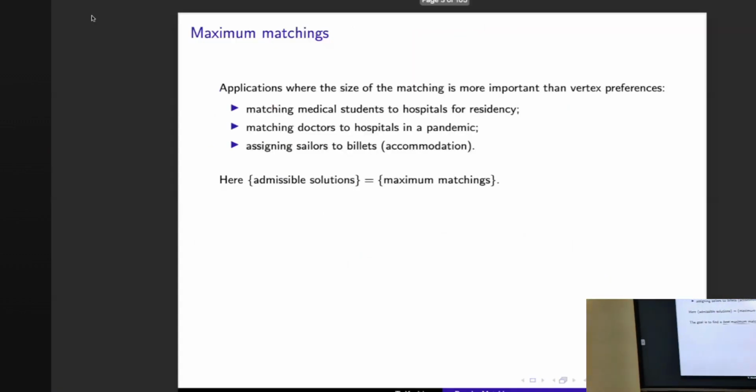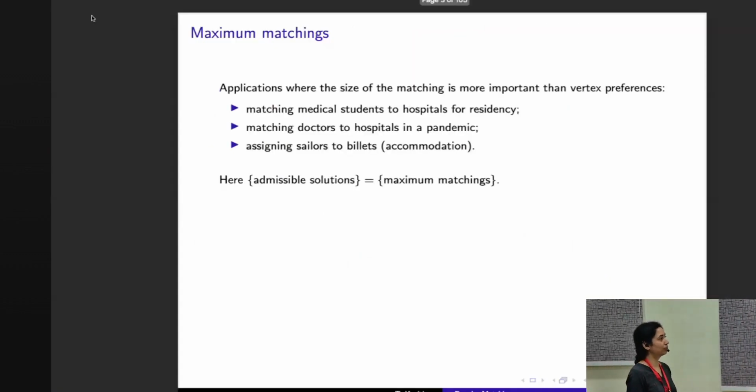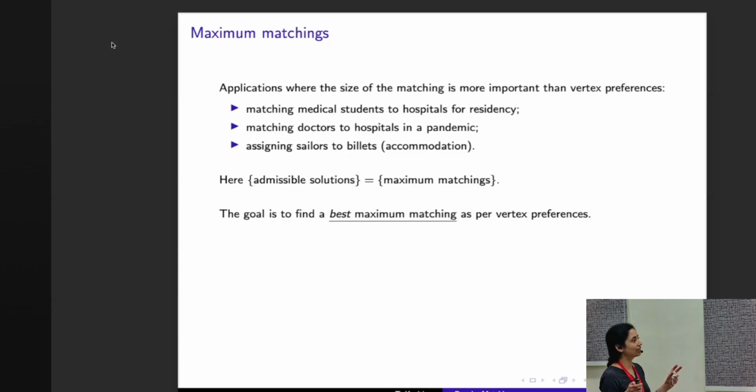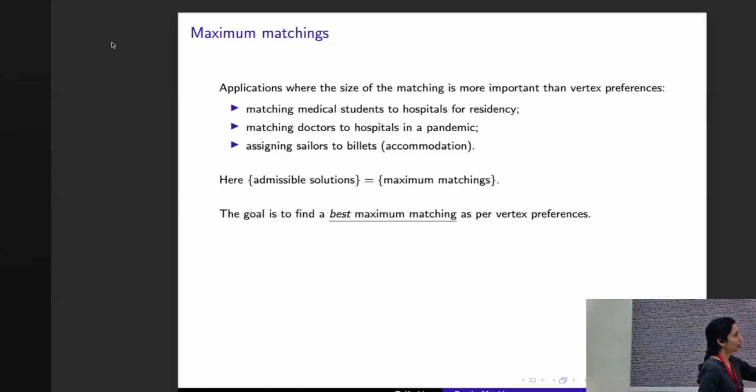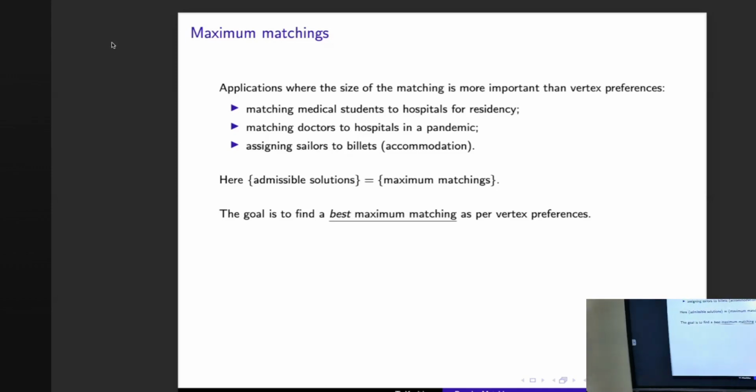And our goal is to find a best maximum matching. So it's not the entire set of matchings that is the set of admissible solutions. It is only the subset of maximum cardinality matchings that is the set of admissible solutions. Within admissible solutions, we want to find the best one. So we want to find a best maximum matching, where the definition of best is as per vertex preferences.